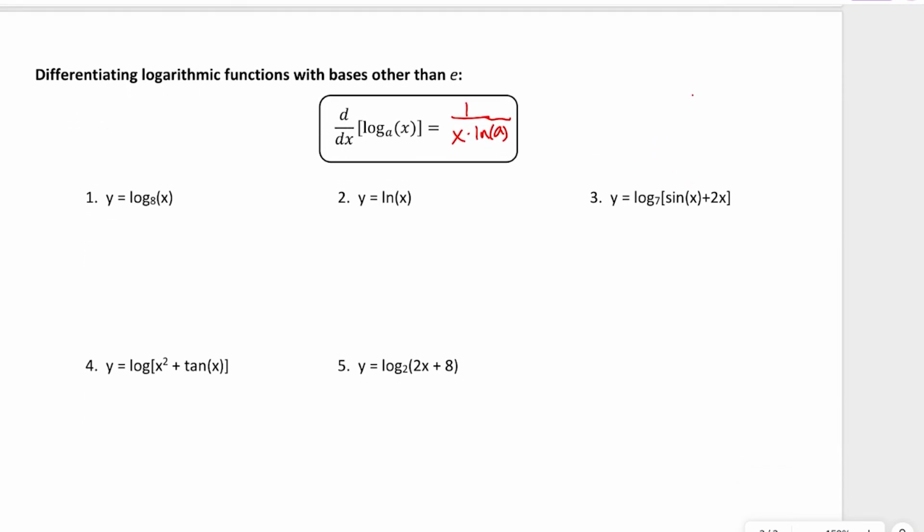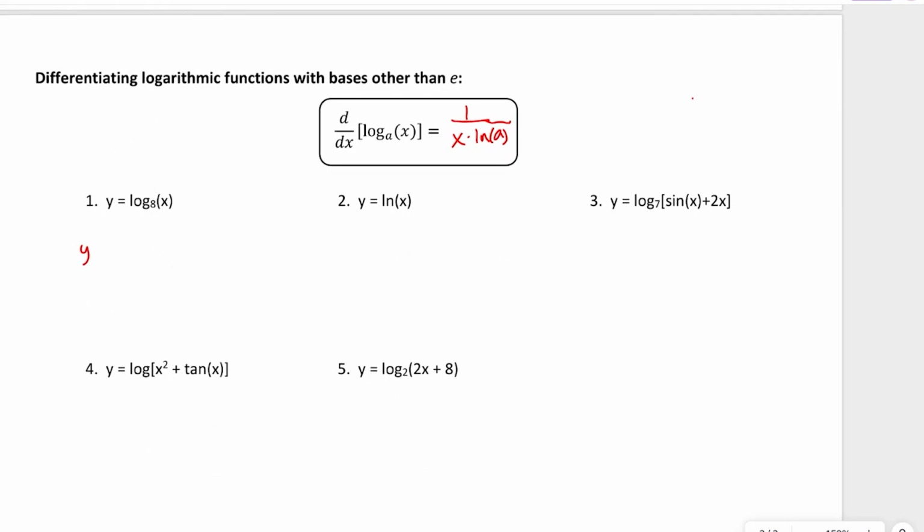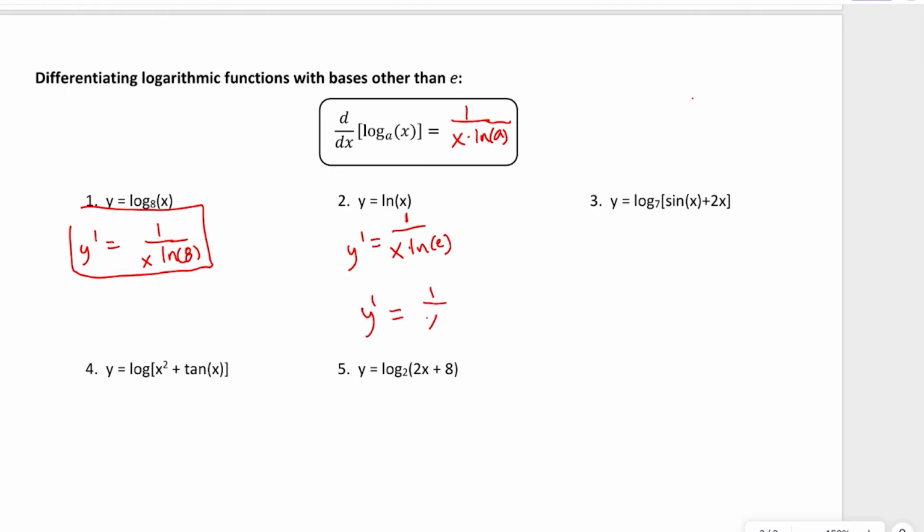So let's run through a few examples. Log base 8, if we want to differentiate that, we get 1 over x times the natural log of 8. And that's your answer. It's really not much more to it. If we were to use this derivative rule on natural log of x, we already know what the answer is going to be. If we just follow this rule, we get 1 over x times the natural log of e, and the natural log of e is just 1. So this is equivalent to 1 over x, which is the derivative we already know how to do.